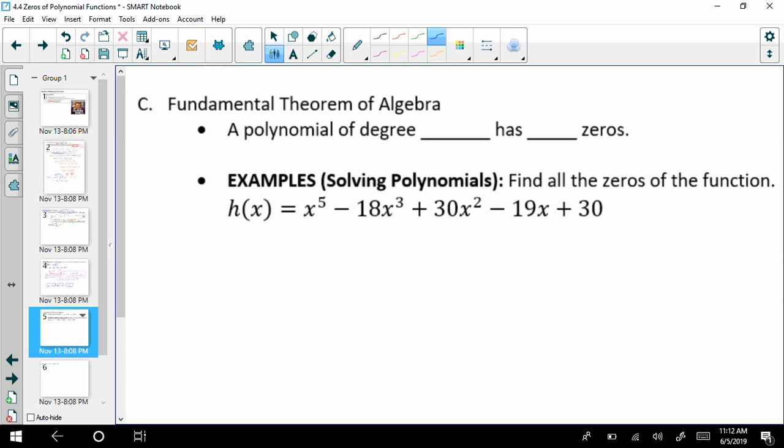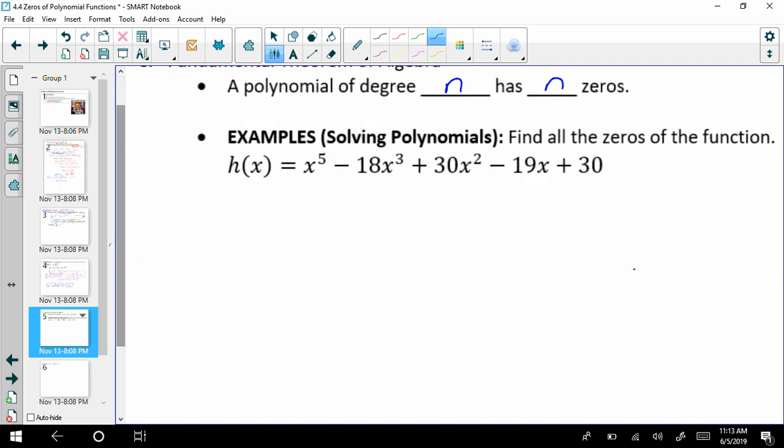We have something in math called the fundamental theorem of algebra. It is a big fancy title for something that is not fancy, and you already know this. All it says is a polynomial of degree n has that many zeros. So if the highest exponent is a 5, I'm going to have 5 answers. If the highest exponent is a 2, I'm going to have 2 answers. That's all this is.